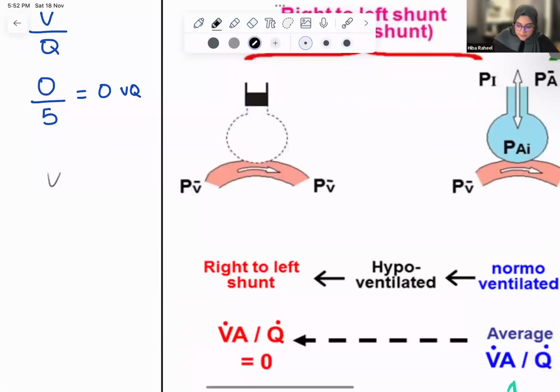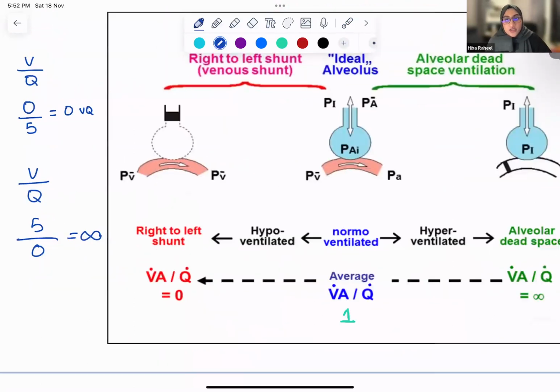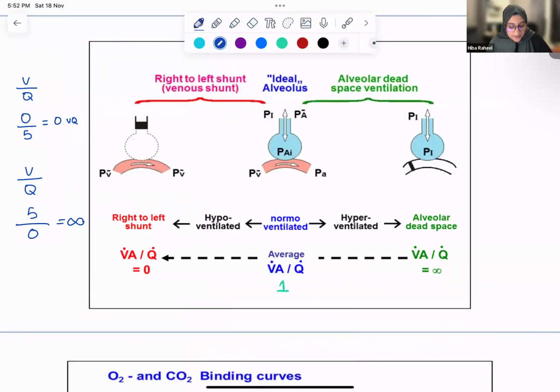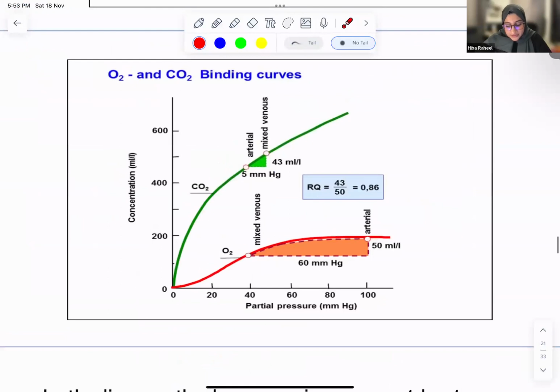So V over Q. Let's say we're going to keep V as 5, but our Q is 0. And what would that give you? It will give you infinity. Put it into your calculator right now. Put that 5, or any number, and divide it by 0, it's going to be infinity, okay? So that's why the VQ ratio over here would be infinity. All right?